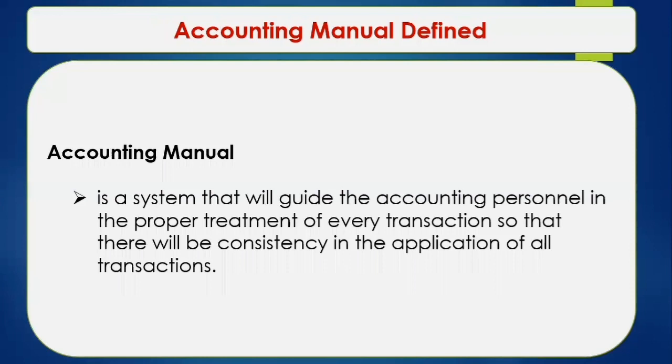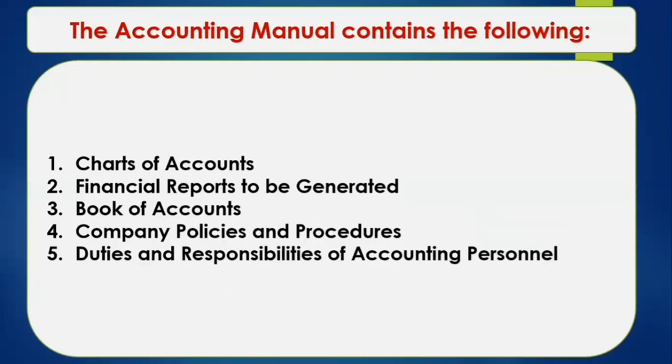And the accounting manual contains the following information. First, we have charts of accounts. Second, financial reports to be generated. Third, book of accounts. Fourth, company policies and procedures. And finally, we have duties and responsibilities of accounting personnel.